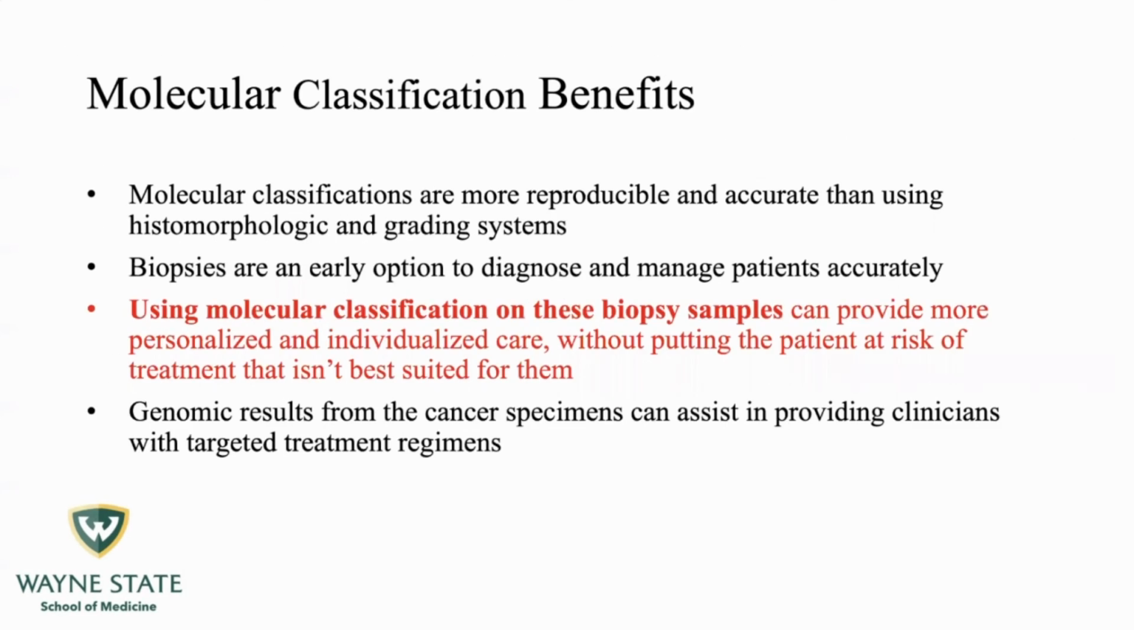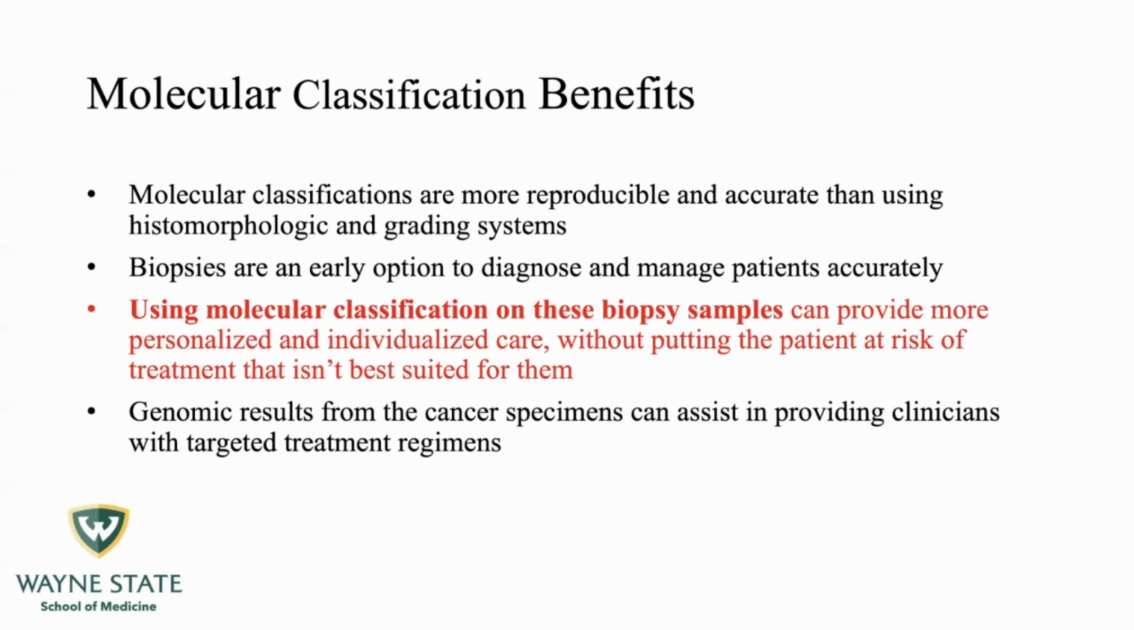So finally, the molecular classification benefits our patient, and this is who you are catering to. The molecular classifications are more reproducible and accurate than using histomorphology and grading system. And jumping to another option, we have biopsy and D&C. If we can run this molecular classification on the biopsy, we can provide even more personalized and individualized care without putting the patient at risk for treatment that they do not need.